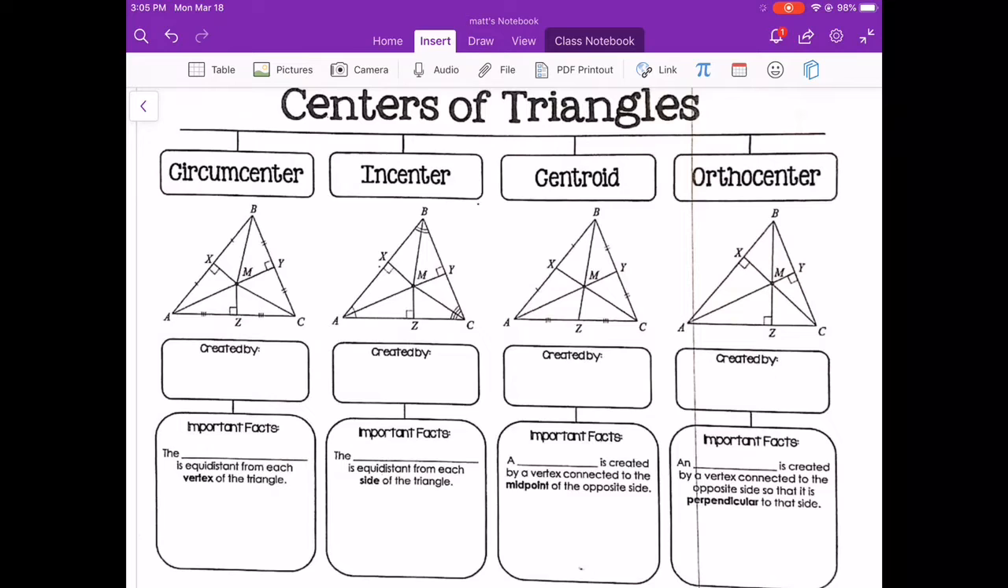Now, just real quick for your own definition, you might want to write this down. A point of concurrency is where three or more segments intersect at the same place. So that's that point that three or more segments intersect.